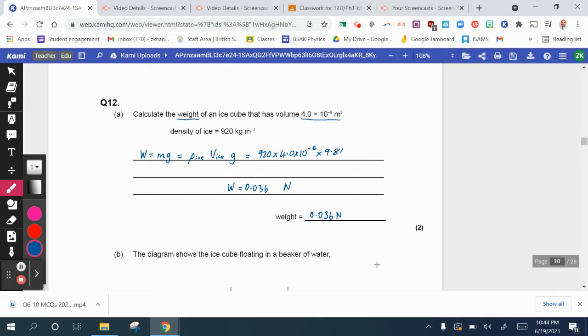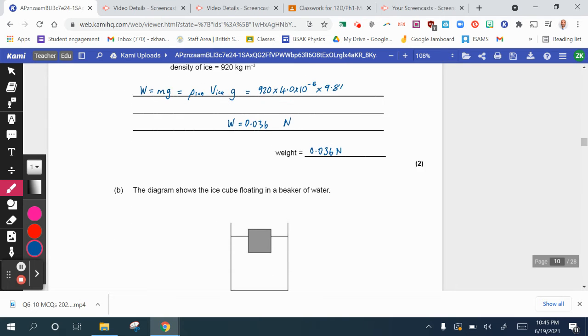So we have the density of the ice. The weight is what we're trying to find out. We've got the volume of the ice, which is there. It's in standard units, no conversions required. And g is 9.81. So 920 times by 4 times 10 to the minus 6 multiplied by 9.81. We get a weight of 0.036, and its newtons. Weight is measured in newtons. So 0.036 newtons.